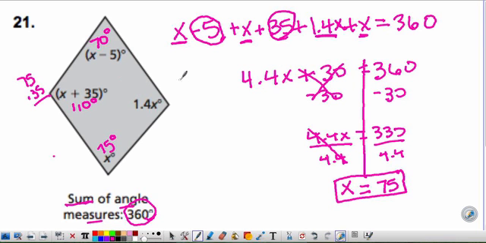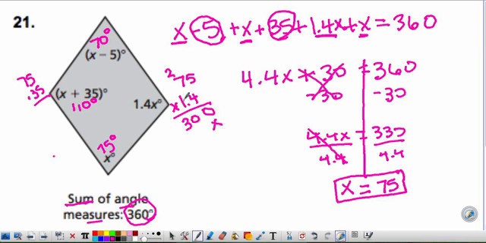I don't know what that is, so let me come over here and do it, so we can practice multiplying decimals. We need to practice that. 4 times 5 is 20. 4 times 7 is 28, plus 2 is 30.